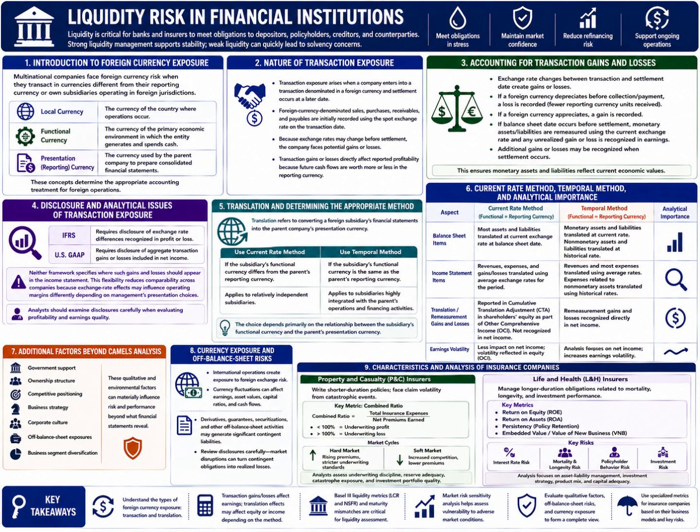Institutions with explicit or implicit government backing may benefit from enhanced market confidence and lower funding costs. Competitive dynamics affect profitability and growth opportunities, while corporate culture influences risk-taking behavior and governance quality. Off-balance sheet exposures and business segment diversification also deserve attention because they may create risks or opportunities not fully reflected in traditional financial statements.